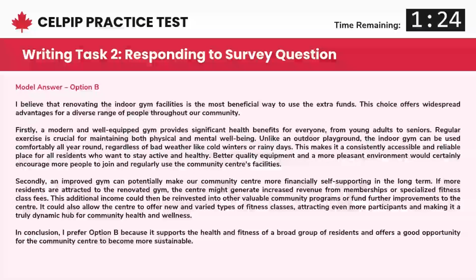Let's review the model response for option B, which supports renovating the gym and understand its strengths. If you'd like more time to read the full sample answer, please pause the video now. This response clearly states its choice in the opening sentence. I believe that renovating the indoor gym facilities is the most beneficial way. It then offers well-explained reasons for this preference.